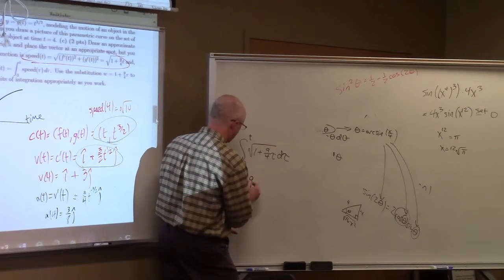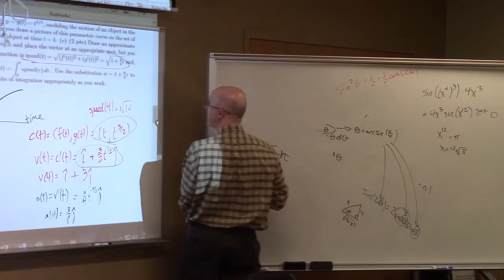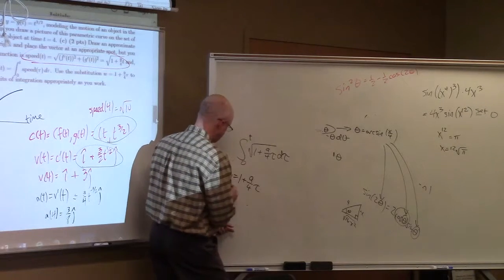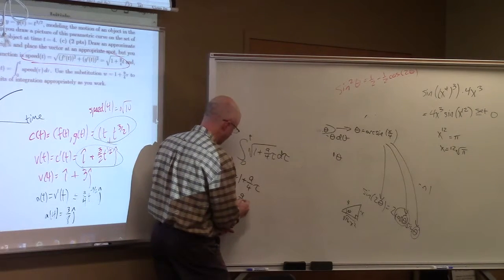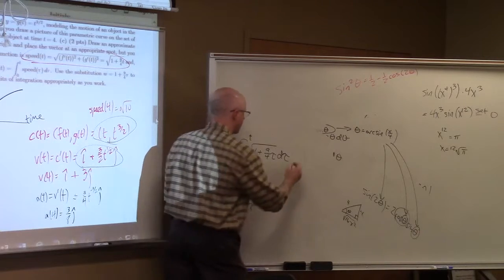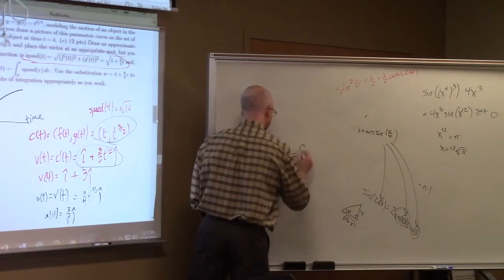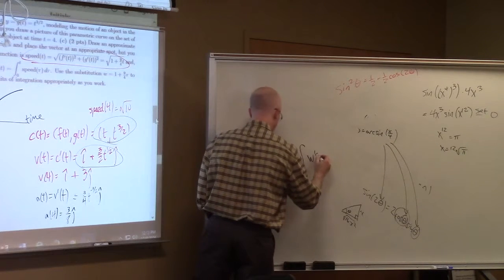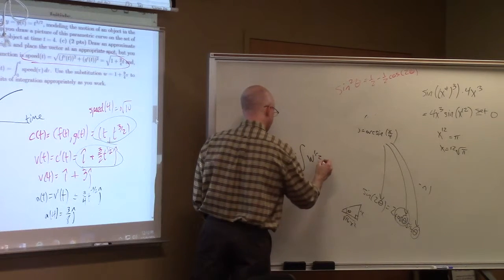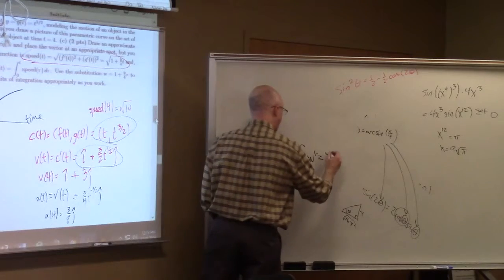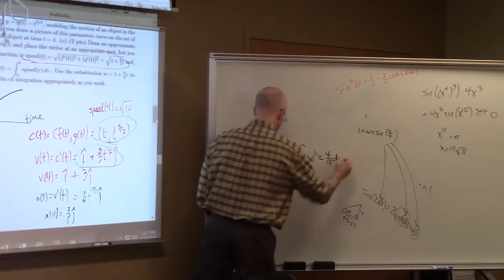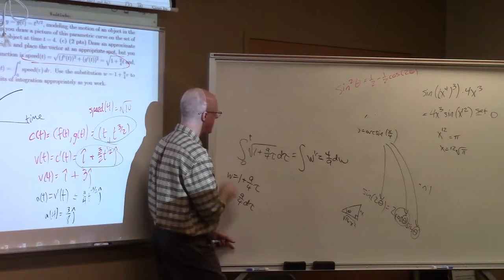You let W equal 1 plus 9/4 tau. Tau would be your dummy variable. dW would be 9/4 d tau. And when you do the substitution, you need to change the limits of integration. You're going to get a W to the 1/2 and a 4/9 dW if you solve this equation for d tau.